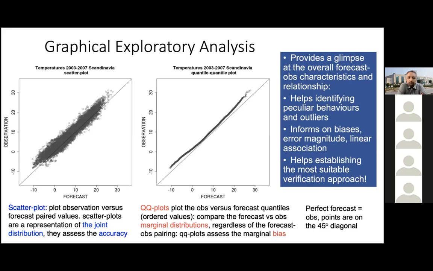So why do we want to perform an exploratory analysis? Well, that provides a glimpse at the overall forecast and observation characteristics and their relationship. For example, it helps identify some peculiar behaviors, or if there are outliers, you would see them immediately. It informs on the biases and the error magnitude, how much is the spread around the diagonal, that's the magnitude of the errors. It provides information on the linear associations or maybe other associations. Essentially it helps establish what is the most suitable verification approach for our data.